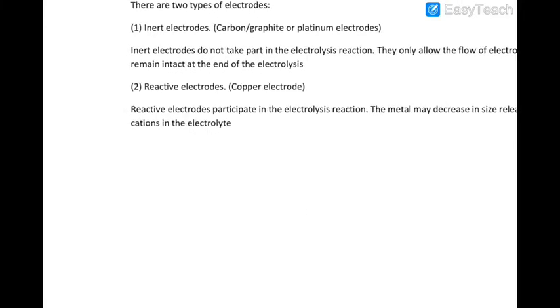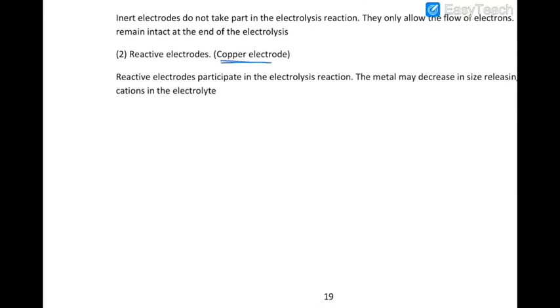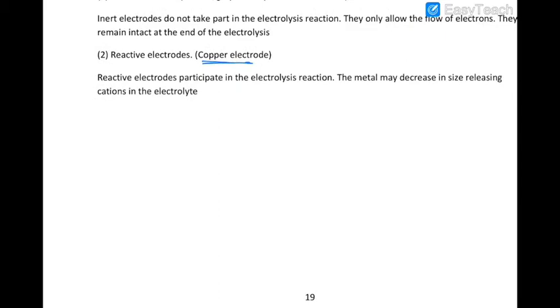Let's look at the different types of electrodes. We have inert electrodes. Whatever examples we've been using till now have been with inert electrodes, but we also have reactive electrodes. Reactive electrodes, for example, are metal electrodes like copper electrode, and reactive electrodes will participate in the electrolysis reaction, which means that the metal may decrease in size, releasing cations in the electrolyte.